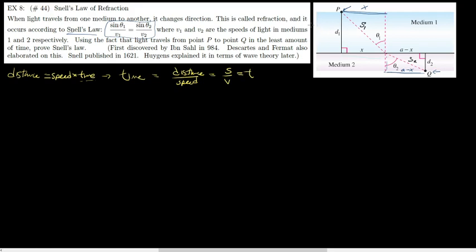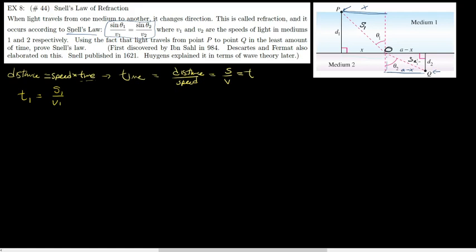Okay, so the time that it takes to travel from point P, not to point Q yet, but just to the point where it crosses the mediums. I'll call this point O. So from point P to point O, it travels a time, I'll call it T1, which is a distance S1 divided by the speed, so that's S1 divided by the speed V1.